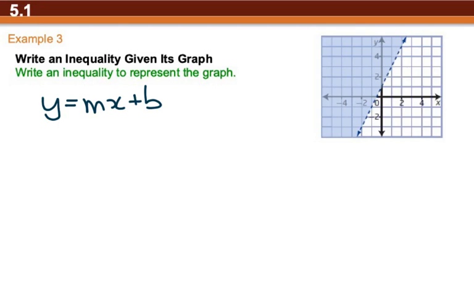But we do need to determine two things. One, m, the slope. The second is b, the y-intercept. Well, the y-intercept we can get just by looking at the graph. Where does the line itself cross the y-axis? Crosses it right there at 1. So we have a y-intercept of 1.